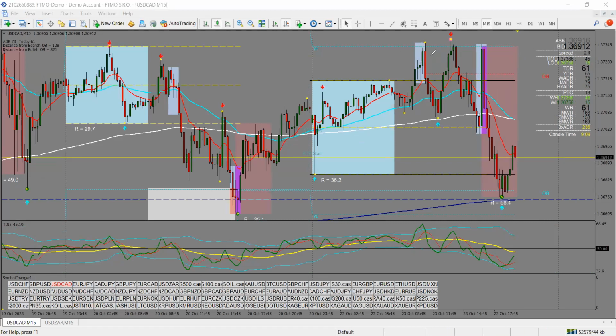On this particular example, we had the first leg, second leg. So we could have sold from here, right? Remember, we're trading MZWs. Our TP is always the next zone where liquidity can be grabbed.